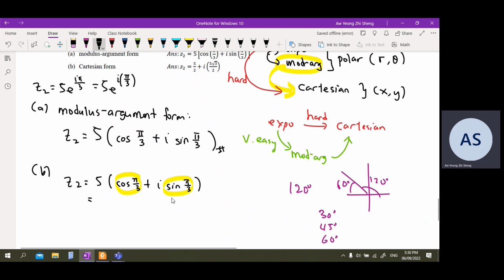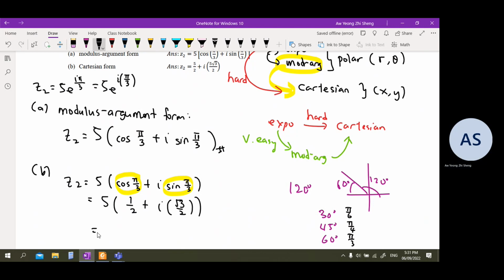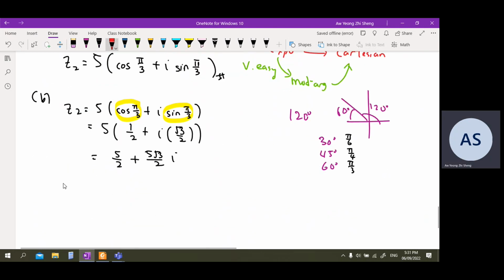Okay. And anyway, cos of pi over 3 or cos of 60 degrees is something that the syllabus expects you to memorize. So cos of 60 degrees, by the way, 60 degrees is pi over 3, 45 is pi over 4, 30 degrees is pi over 6. The cos of 60 degrees is 1/2. Sine of 60 degrees is root 3 over 2. And then the next step is just to multiply your 5 into your bracket so that you can write it in the usual x plus yi form. So here's your Cartesian form.